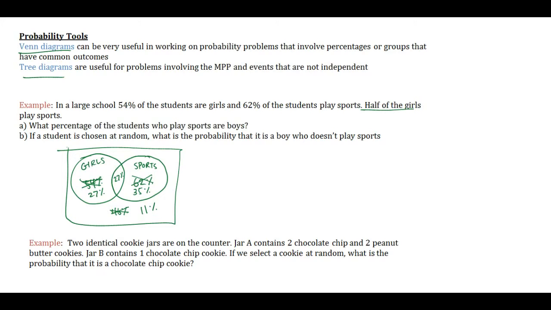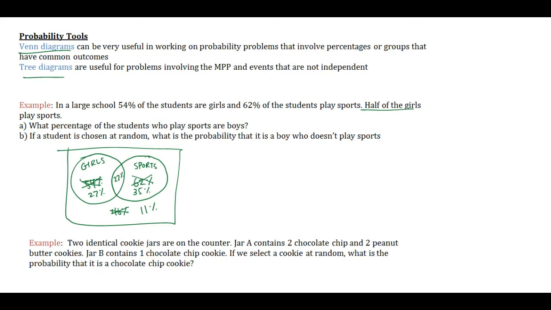And now you have a really nice breakdown. You can double check your numbers. 54% are girls, awesome. 62% play sports, and it adds all up to 100%, like probability has to add up to 100%. So I'm feeling really good. And now I can answer any questions with this beautiful Venn diagram.